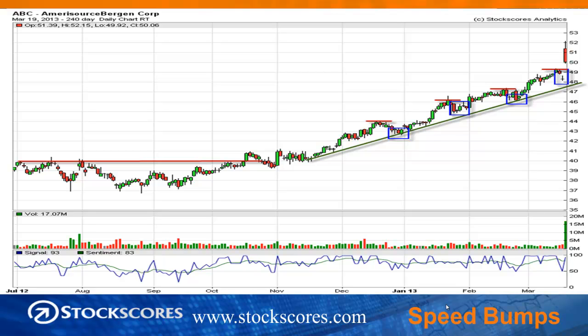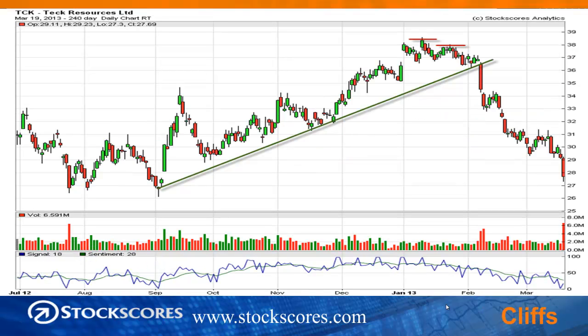But you'll notice that each pullback came after the stock had hit a new high, and the long-term upward trend line, which I have drawn in green, had not been broken. And we'll see on the overall market that this is also the case, where we're getting pullbacks from new highs, but we are not getting pullbacks from falling tops or breaks of the upward trend line.